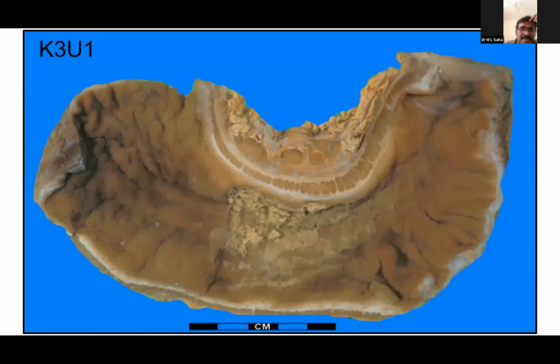In malignancy, what is the commonest type of malignancy in the stomach? Adenocarcinoma. Yeah, and then you should read, there are a lot of other variants of carcinoma which can occur in the stomach. Histological variants. Yes. Okay, fine. You can proceed to the next.